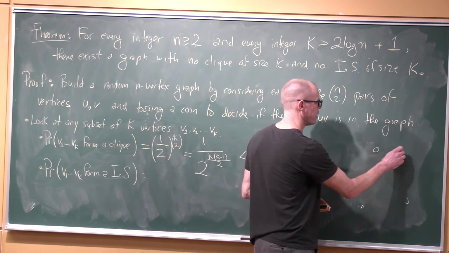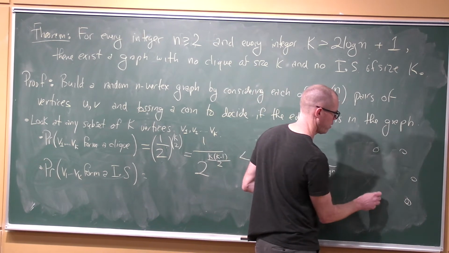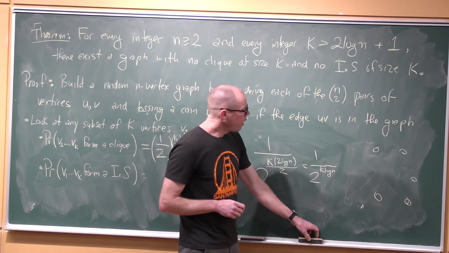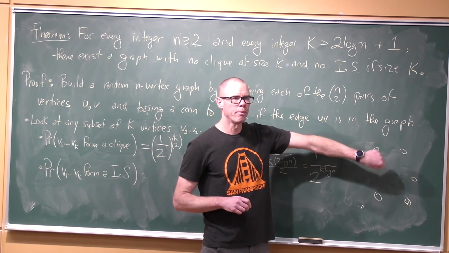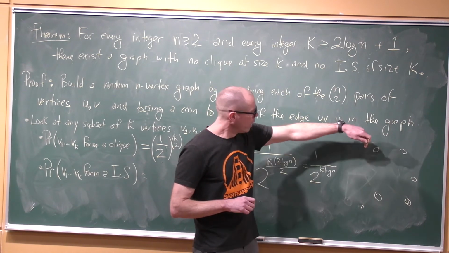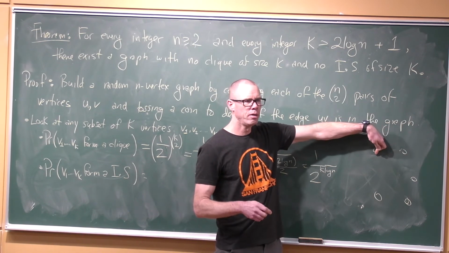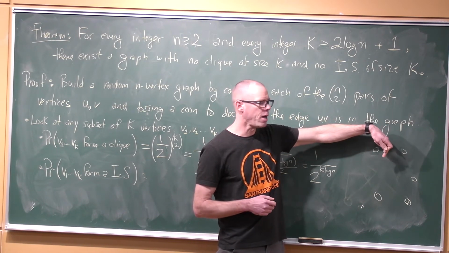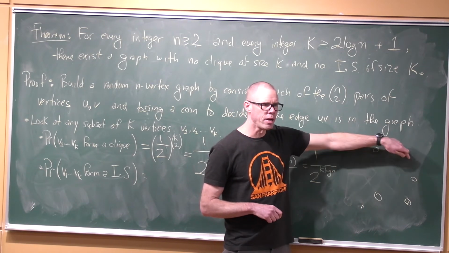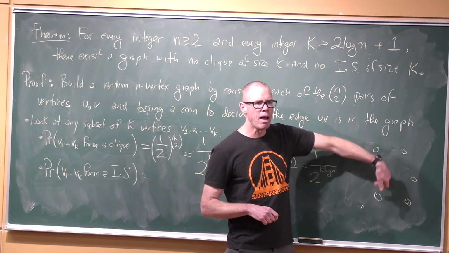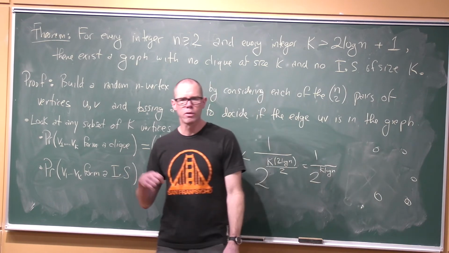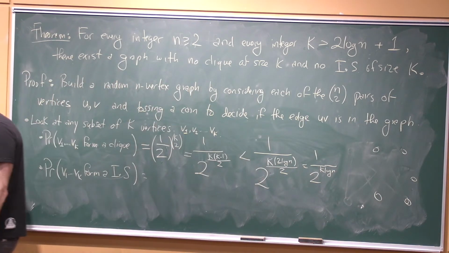That means I have these k vertices, and there's no edges at all in between them. So when I considered this pair of vertices to figure out, is there an edge here, I tossed a coin, and that coin came up tails. And the same thing happened when I did this pair and this pair. Every one of the k choose 2 pairs, the coin came up tails.